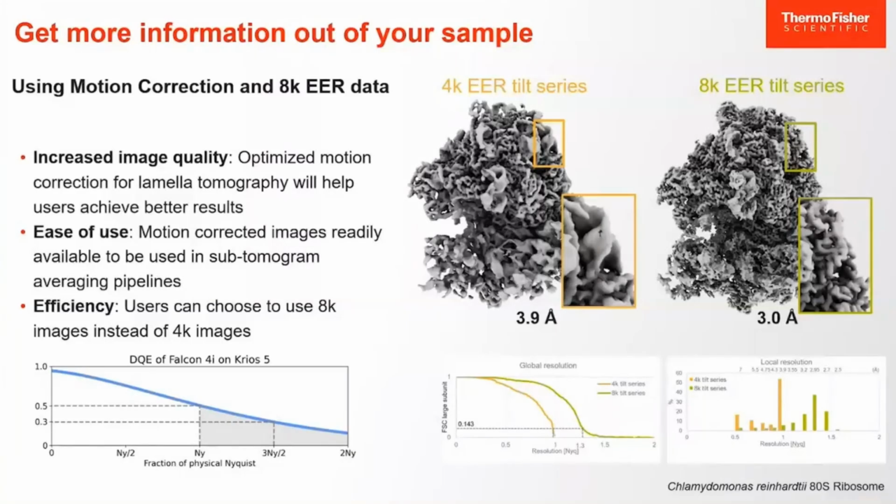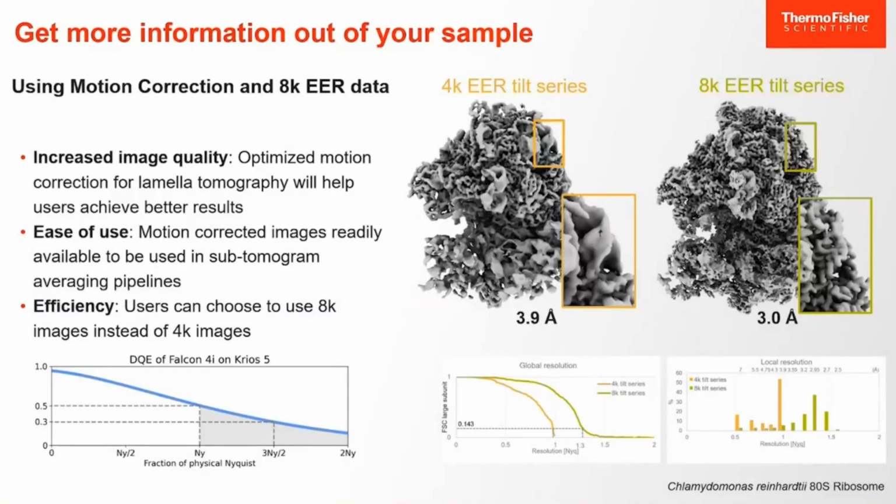As you can see in the example on this slide, you can be limited by physical Nyquist, that you cannot go beyond, let's say, the Nyquist frequency when you use the 4K mode, whereas in 8K you can benefit from the subpixel accuracy localization beyond Nyquist, and that pushes the resolution further in the subtomogram averaging regime. On average, the resolution is 3 angstroms in this particular example versus 3.9 angstroms for the 4K example.